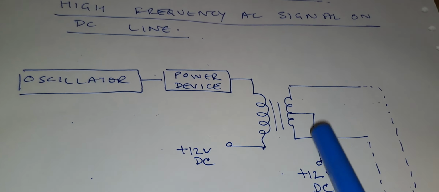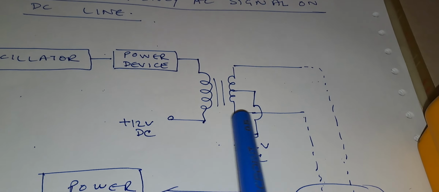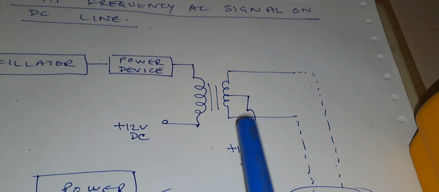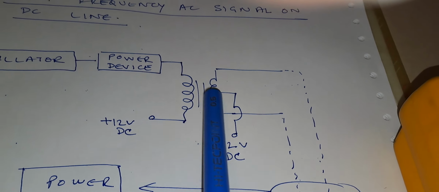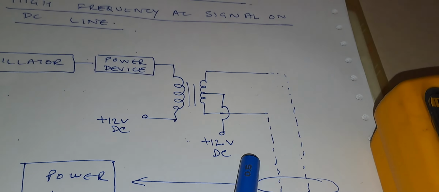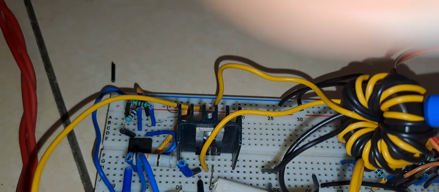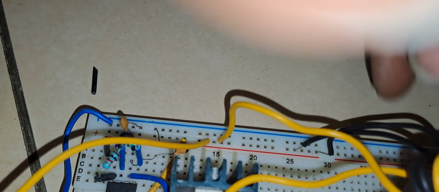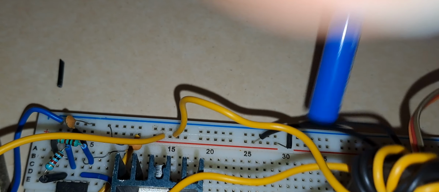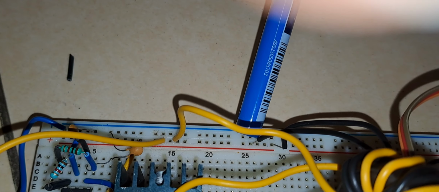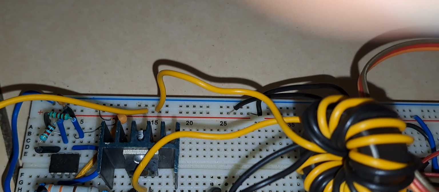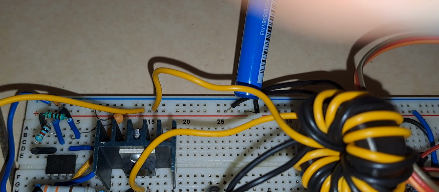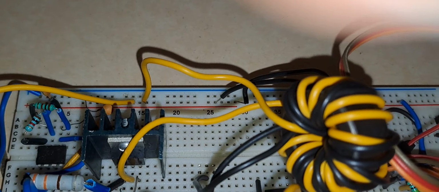As you can see, the secondary of the ring core transformer is a center tap transformer. The winding is center tapped and the center tap is connected to plus 12 volts DC. This is the center tap line connected to the plus 12 volts DC rail.